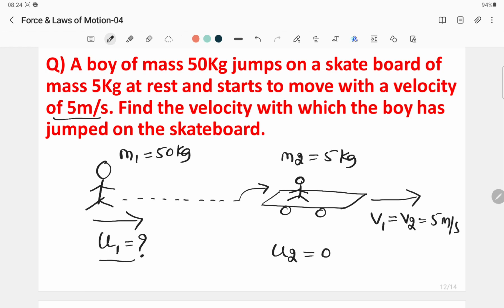All right, I hope all the conditions are satisfied and everything is understood. There is a boy of mass 50 kg. Definitely he must be running. They are asking with which velocity the boy has jumped on the skateboard. He jumped onto this skateboard of mass 5 kg at rest. Then both of them start to move with velocity 5 meters per second. Okay, so now everything is there.